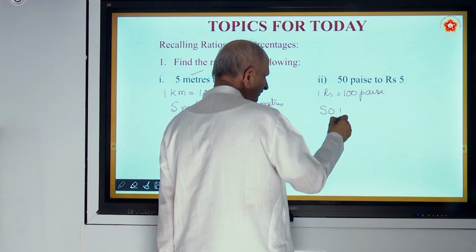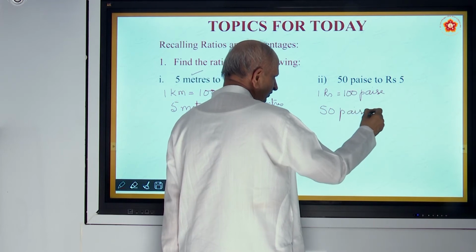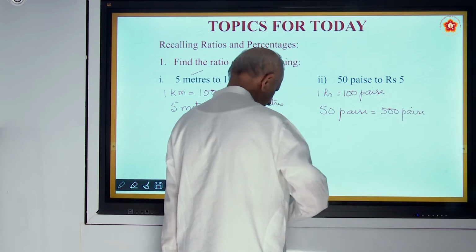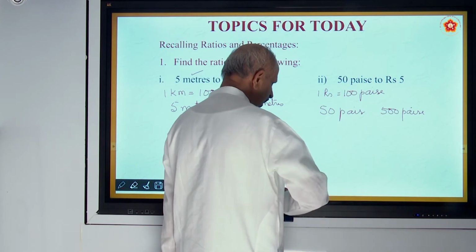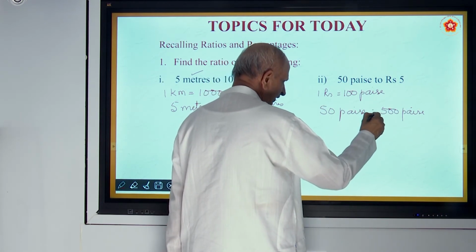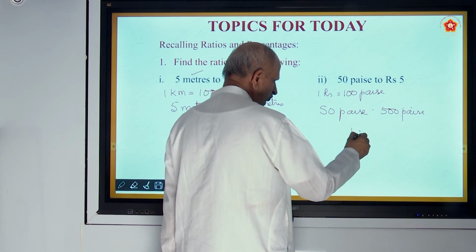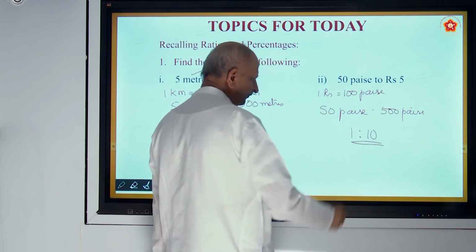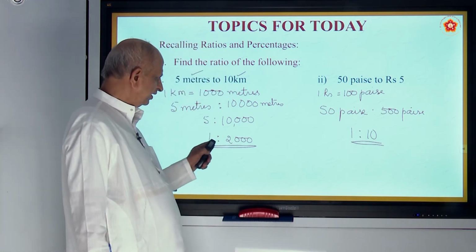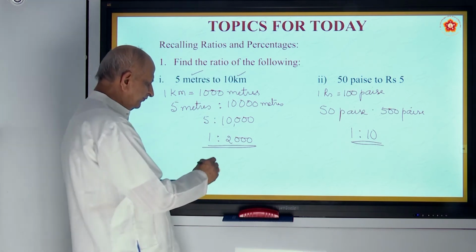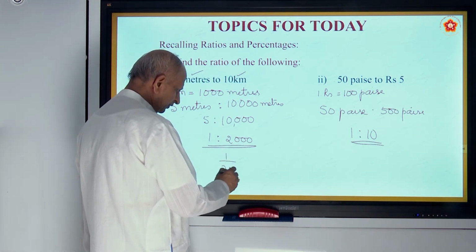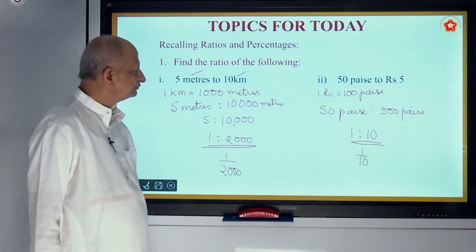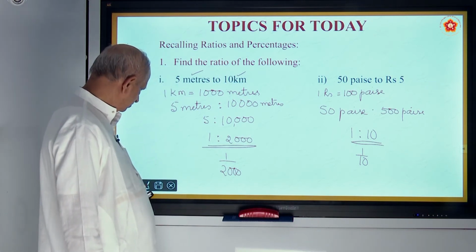So this becomes 50 paise, is to 500 paise. 50 paise is to 500 paise. So you have 1:10 ratio, 50 ones are 50 and this is 10 times 50. So 1:10. This is what is called ratio form. And if you want fraction form, it will be 1/2000, that is a fraction form. Here it is 1/10, that way also you can write. Okay. And shall we move on to next one?